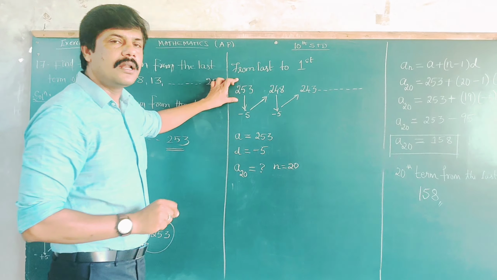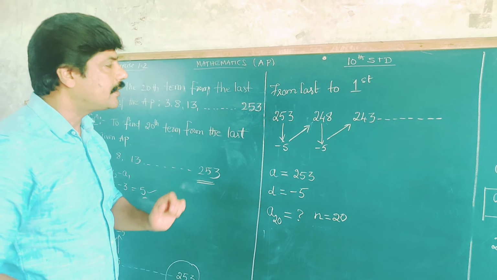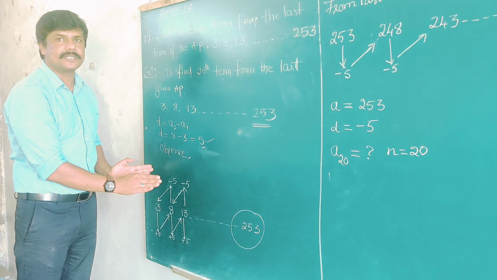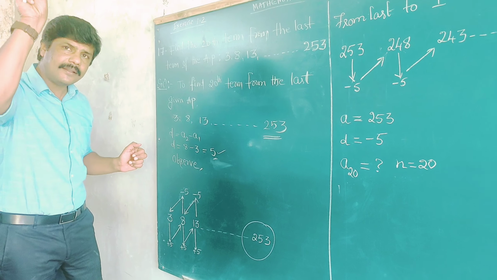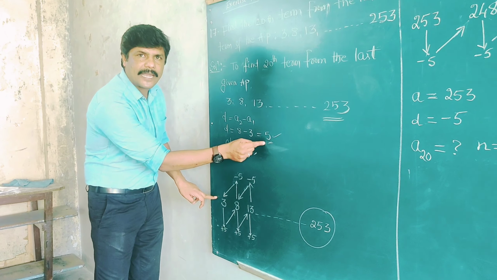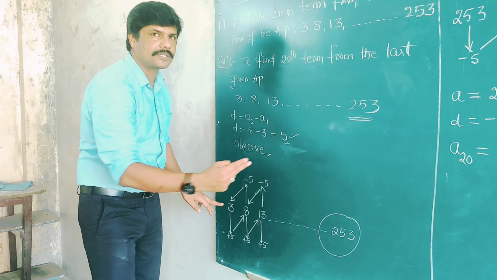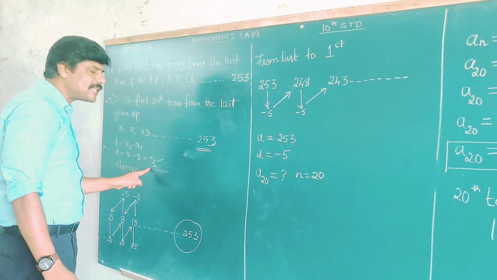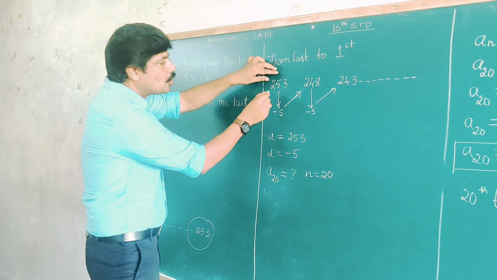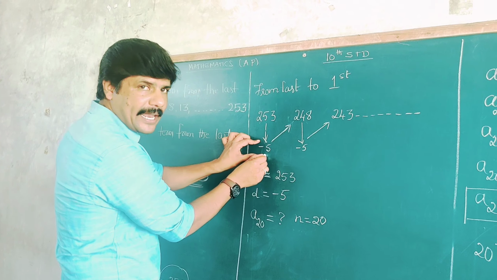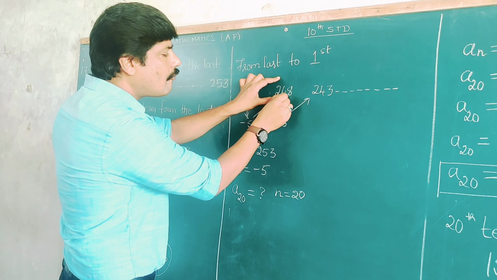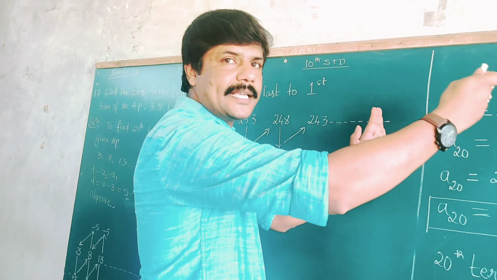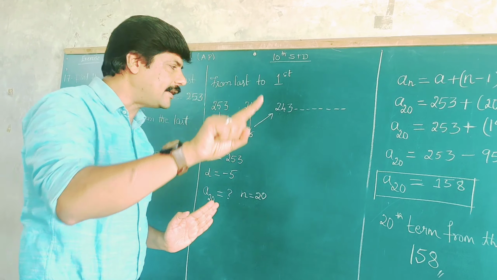Now we need to find the 20th term from the last. Which is the last term? The last term is 253. We are proceeding from the last term, changing the sign of the common difference. Here the common difference is 5 when you proceed from first to last. What is the last term? 253. What is the common difference? Plus 5. Make it minus 5. So 253 minus 5 is 248. 248 minus 5 is 243, and it proceeds like this by subtracting the common difference.